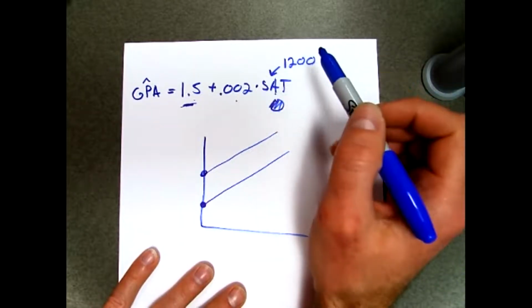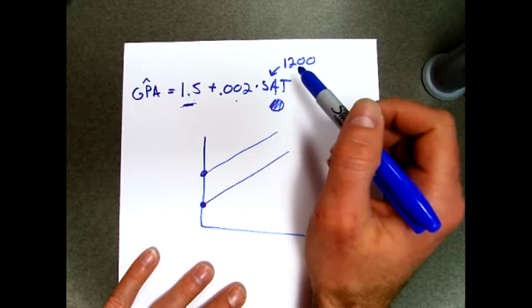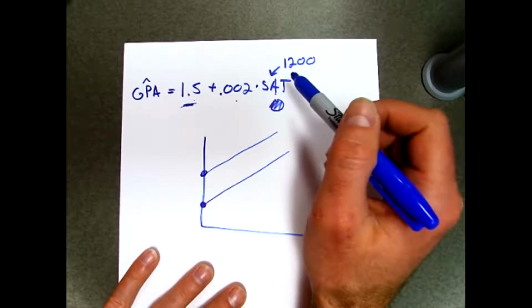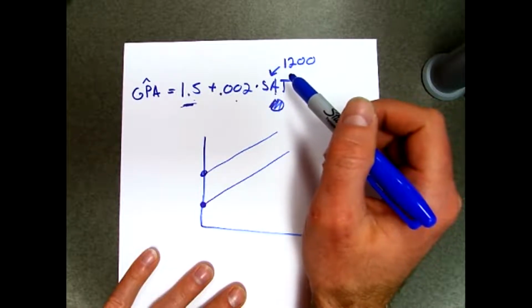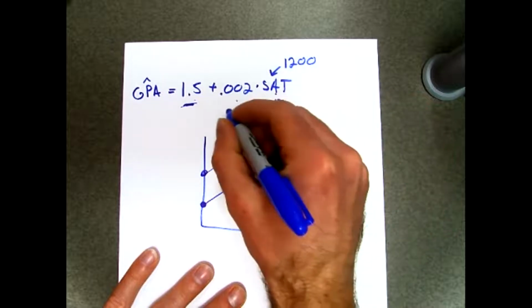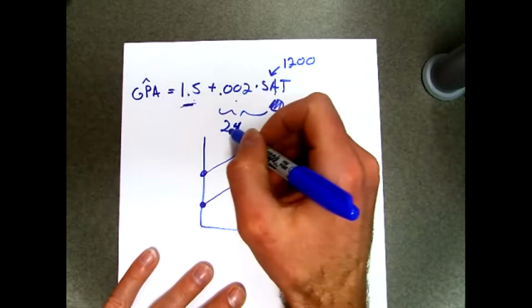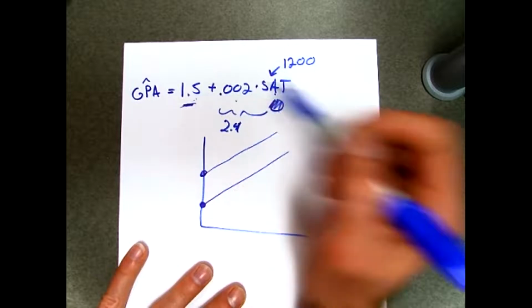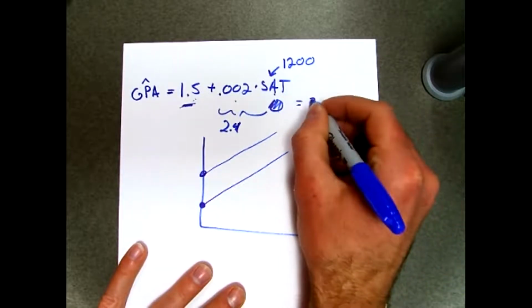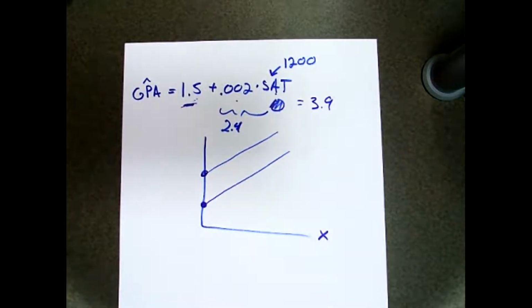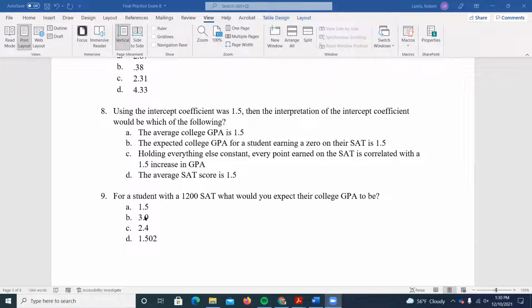So that would be what? 2.4. Is that right? Okay. I never claimed to be the best mental math person. So this ends up being 2.4, adding the intercept of 1.5. And we get this predicted GPA of 3.9. Okay. Any questions there? So 3.9 would be our predicted GPA there. Okay.